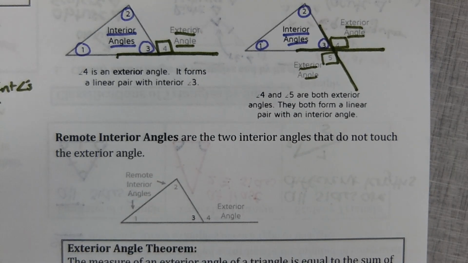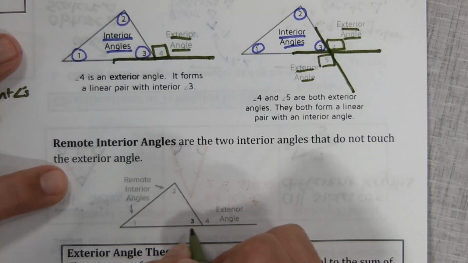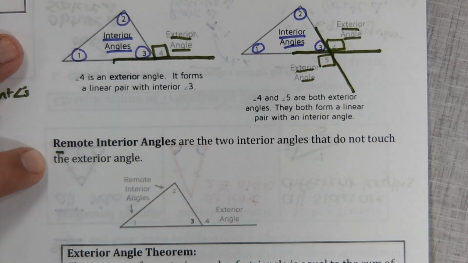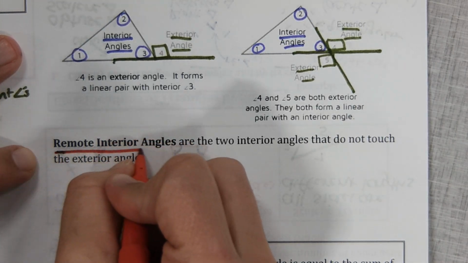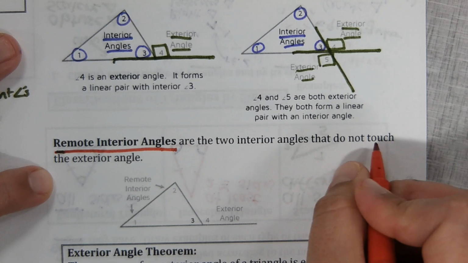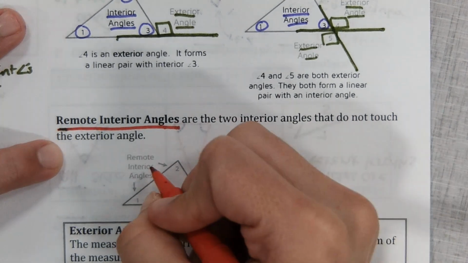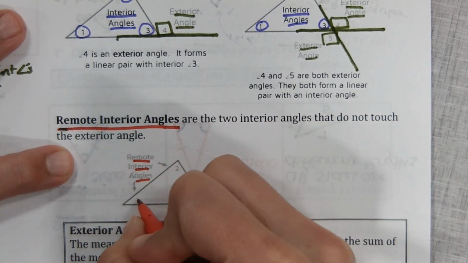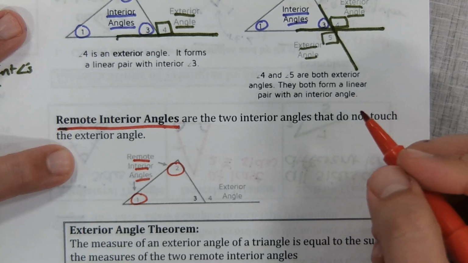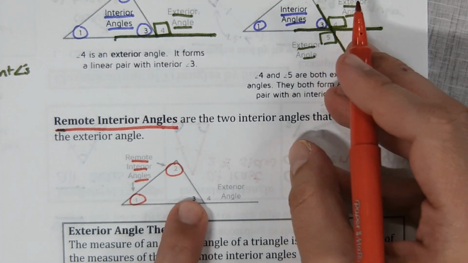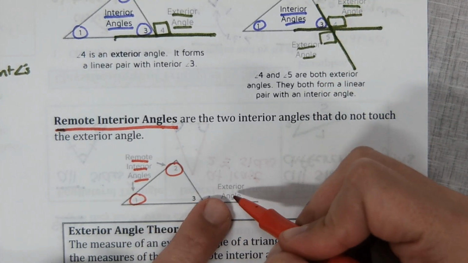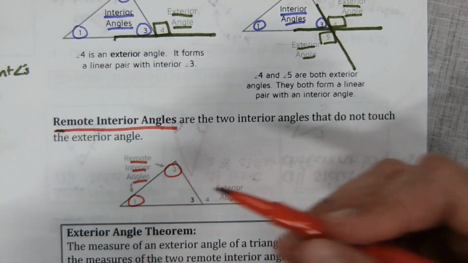Okay, remote interior angles. So interior angles are on the inside. Remote interior angles, let me use another color. Remote interior angles are the 2 interior angles that do not touch the exterior angle. So here, remote interior angles are angle 1 and 2. 3 is an interior angle, but it touches the exterior angle, so therefore it's not remote.